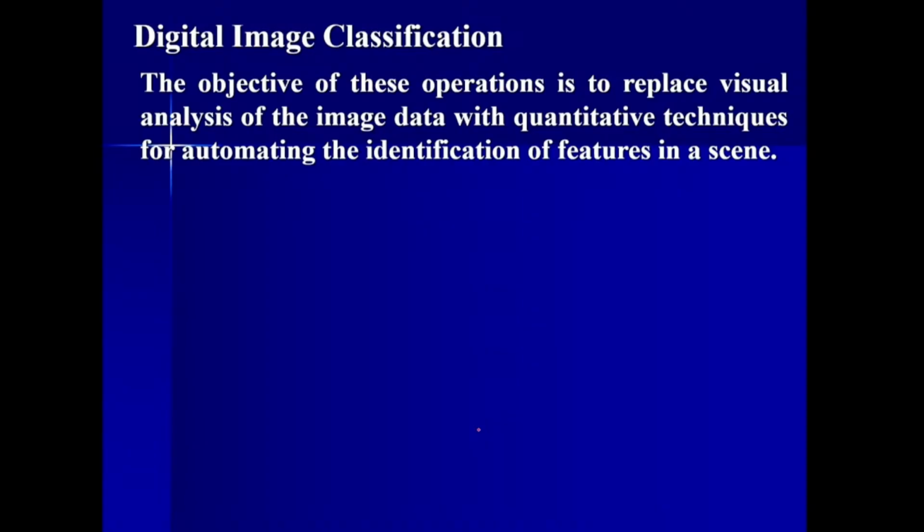But today if you have a large number of images, it is very time consuming. Of course, through visual interpretation and visual tracing the accuracy is very high, but it is very time consuming. So people thought about how to cut down the time, and they developed digital image classification techniques. Through these quantitative techniques, they can automatically classify the pixels into different classes.